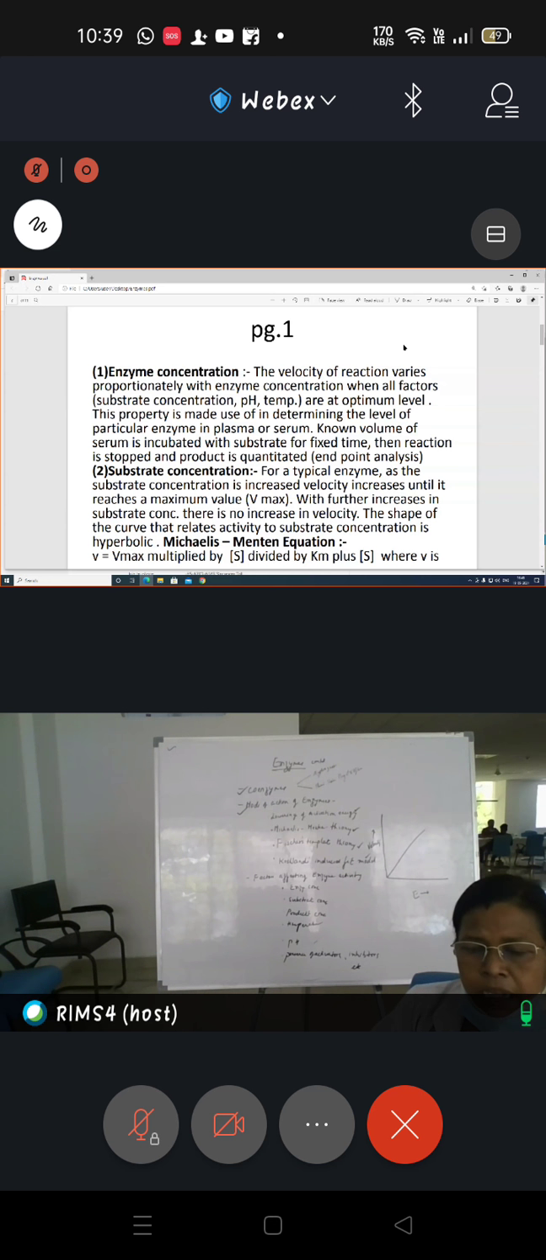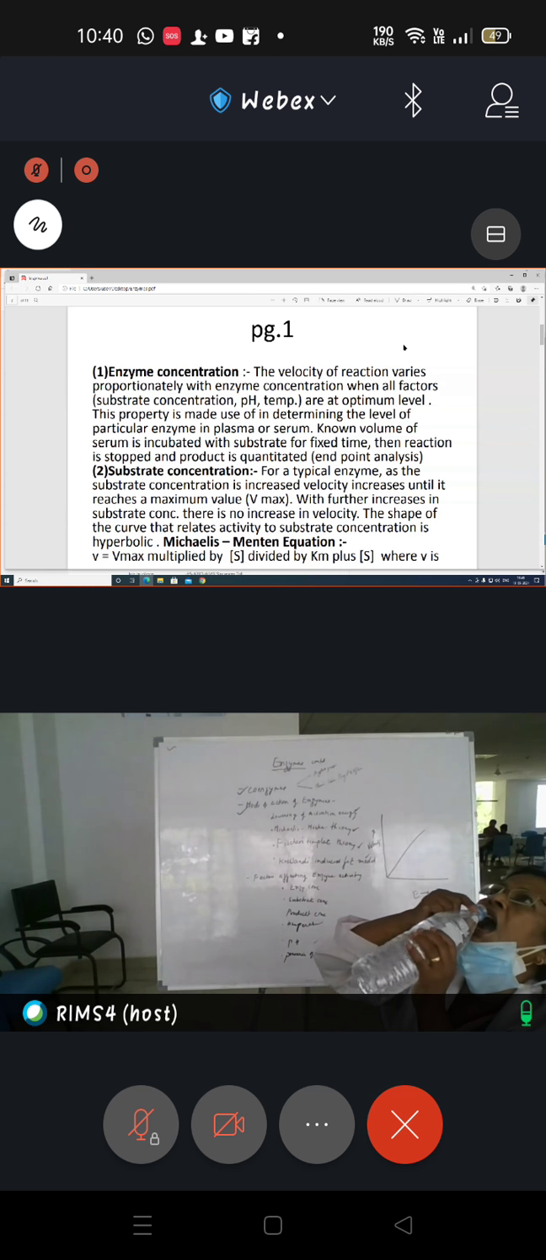A known volume of serum is incubated with the substrate for a fixed time and then the reaction is stopped. Whatever product is formed, that is quantitated, and this gives us the estimate of the amount of enzyme present in the serum. So if a graph is plotted of the velocity against the enzyme concentration, we see that the graph is a straight line.